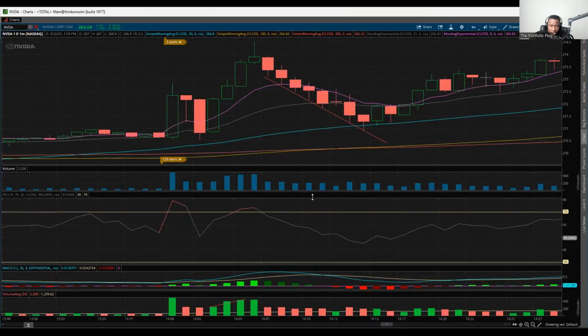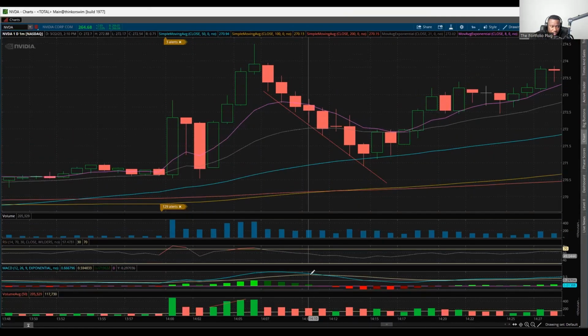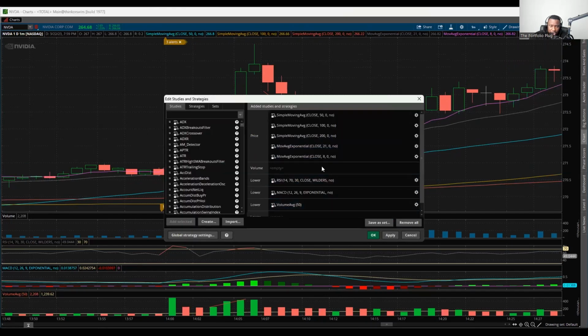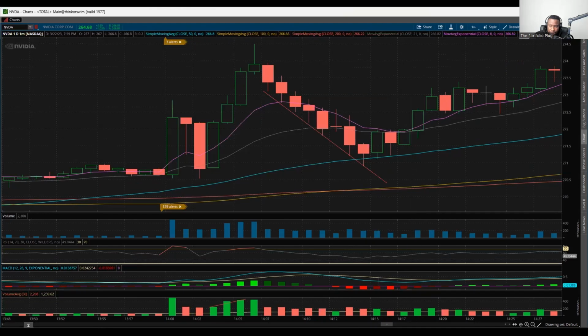So all these different things, right? It automatically has the candles for you. You just have to add the indicators, and that's easy to do. All you got to do is go to studies, edit studies or add studies, and you can add the indicators yourself. Nice. All right. Any last questions, guys, before I jump off?